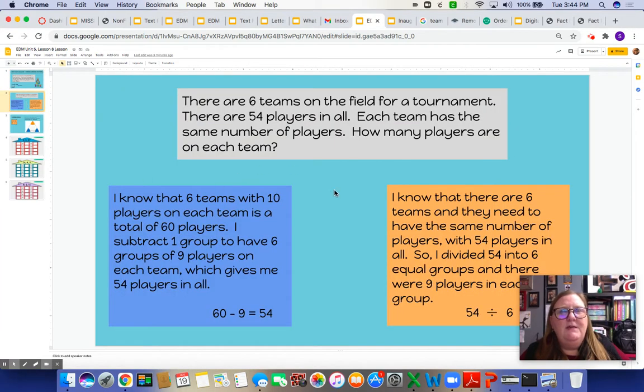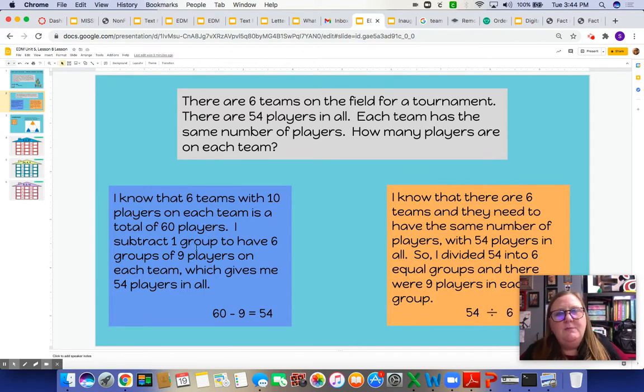See if it's one of these. Again, here's the problem on this next slide, and here are a couple of ways you could think of this. I know that 6 teams with 10 players on each team is a total of 60 players, because we've talked about how 2s, 5s, and 10s are easy to learn and memorize, since counting by 2s, 5s, and 10s is easy. So 6 teams with 10 players would be 60, but we're only supposed to have 54 players.